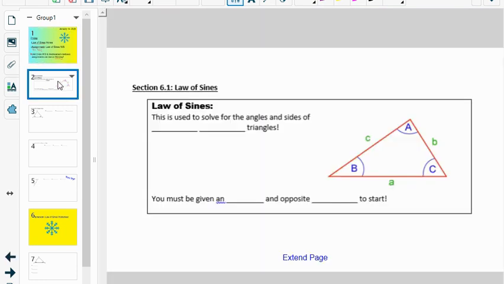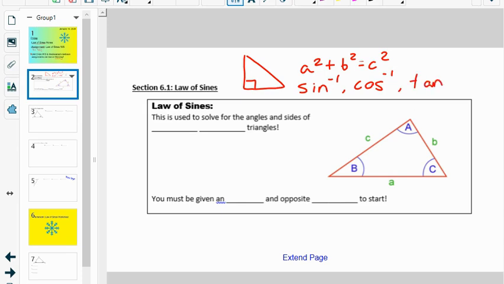All right, so starting with the law of sines, guys, that's what our goal is today, to teach you the law of sines. We learned yesterday how to solve right triangles like this. We talked about how you can use the Pythagorean theorem to find a missing side. We talked about how you can use inverse trig ratios to go find a missing angle, like that.